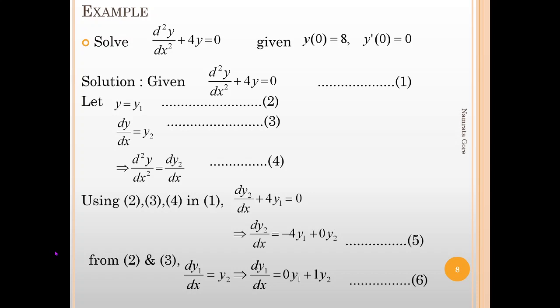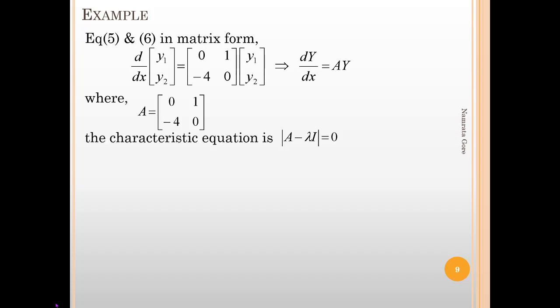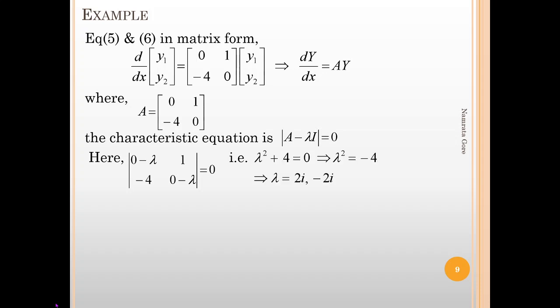Equations 5 and 6 will give you the matrix d by dx of y1, y2. So the matrix A will contain 0, 1 and minus 4, 0. So this is our matrix A, for which we'll find the characteristic equation and the values of lambda. Now mark here, lambda square equal to minus 4. The values of lambda are 2i and minus 2i. The values are imaginary. Still the process remains the same.